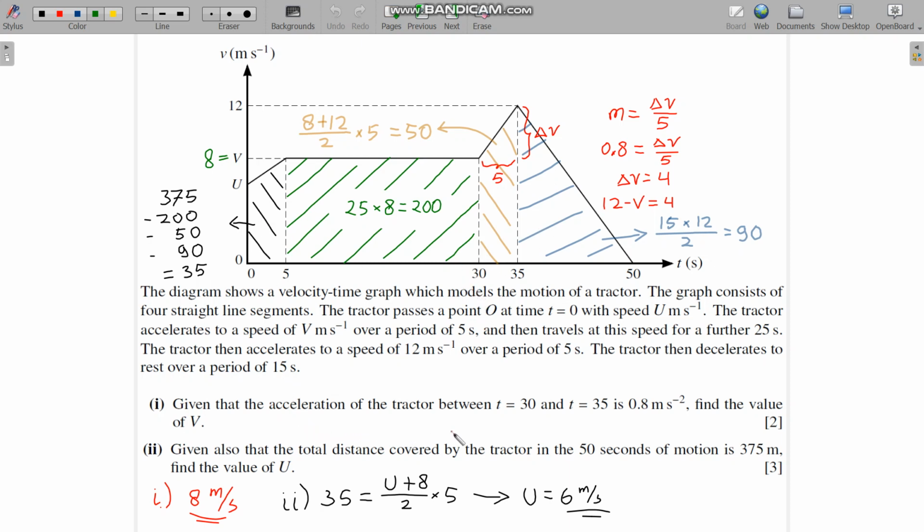And given that the total distance covered in the 50 seconds of motion is 375, so 375 is the total area under the graph. You can find the area of this blue triangle, base times height divided by 2, and for this area we can use trapezium, sum of parallel sides 12 plus 8 divided by 2 times the height, which is 5. And this is a rectangle, so the area is 8 times 25, and if you just subtract, we get 35, which is the area here.